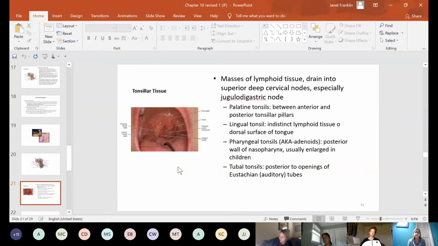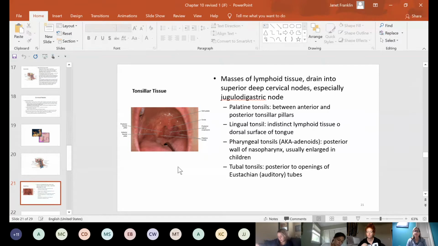Let's talk about your tonsils first. Your tonsils are lymph tissue. They're made of lymphoid tissue. They also drain into the superior deep cervical nodes. And you have your palatine tonsils, which are on the arches of your throat. Those are the ones you typically think of when you think of tonsillectomy, getting your tonsils out.